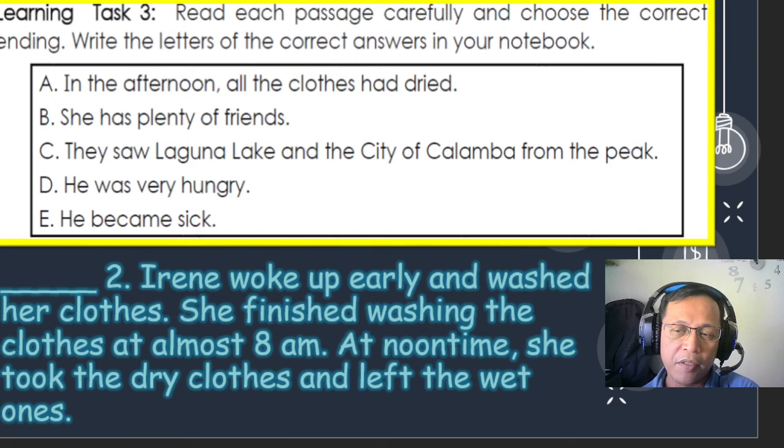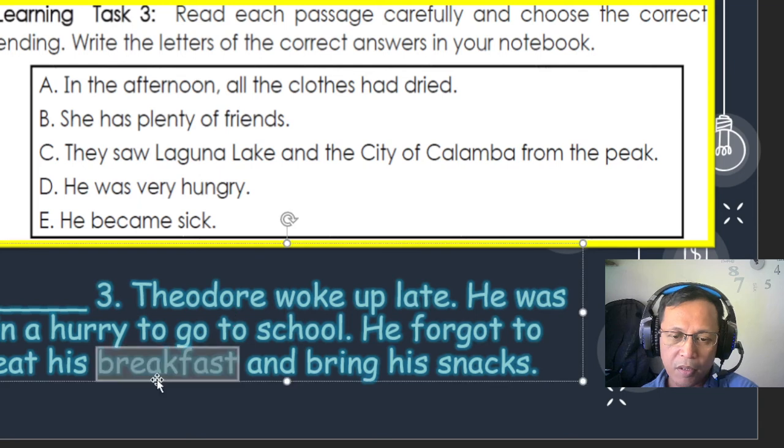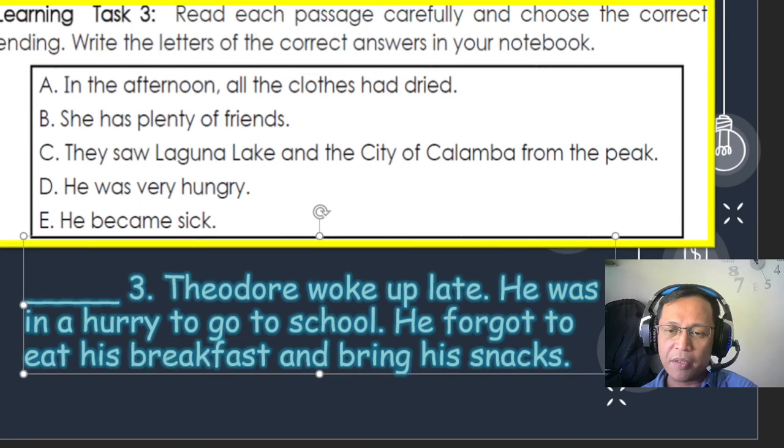Now for sentence number 3, we are on number 3, a learning task. We have this sentence. I have to move this one so it will be readable. Okay, Theodore woke up late. He was in a hurry to go to school. He forgot to eat his breakfast and bring his snack.